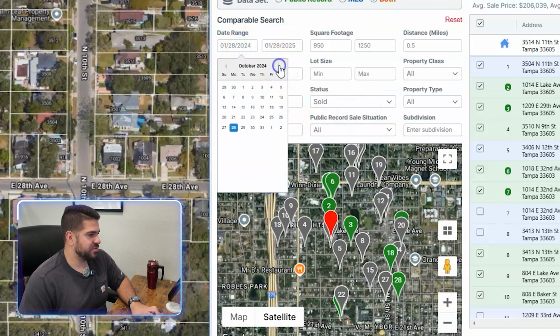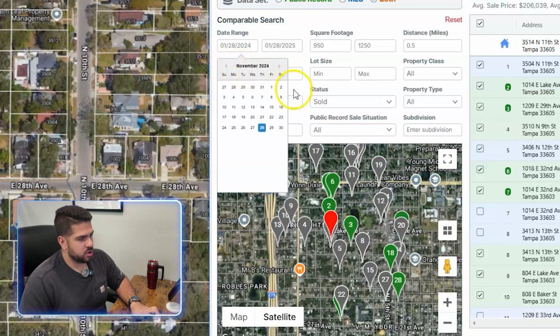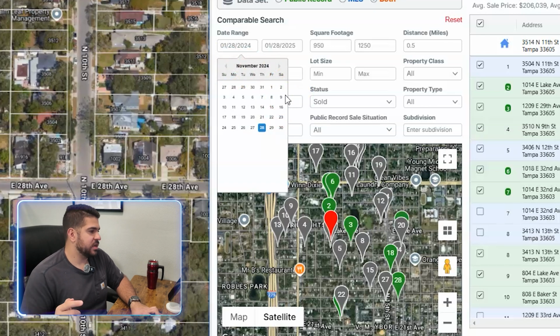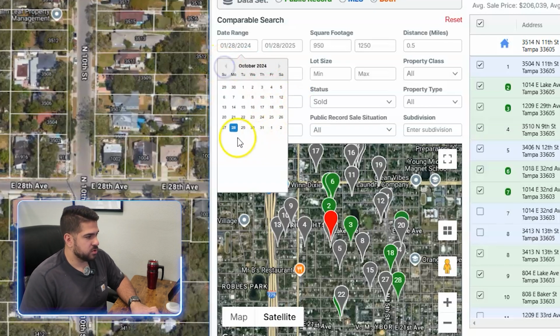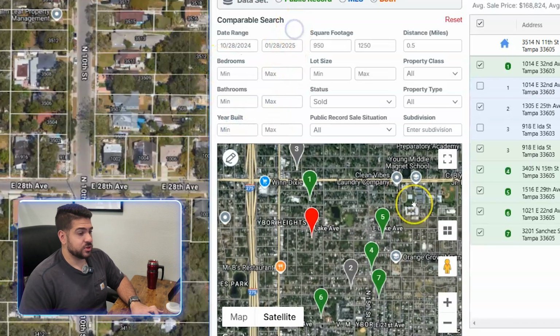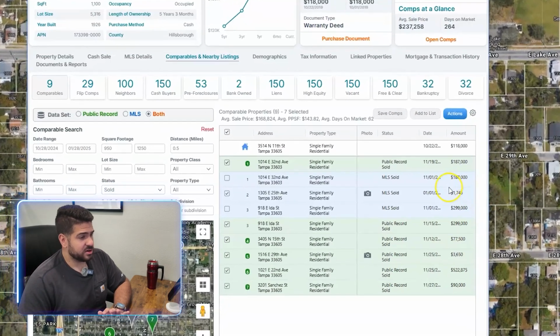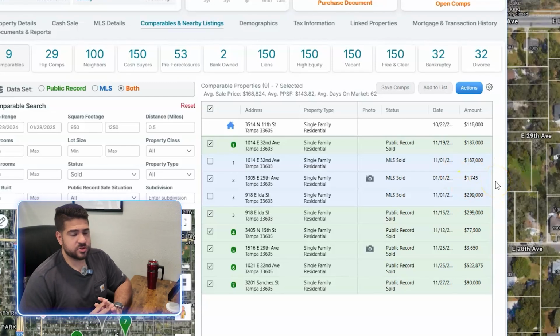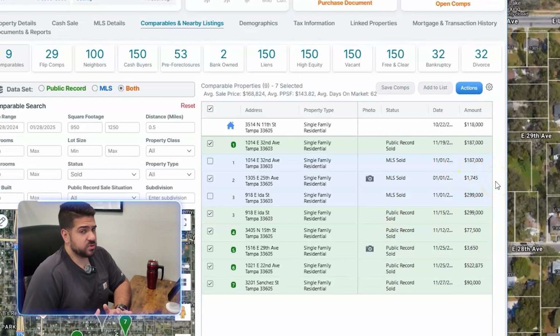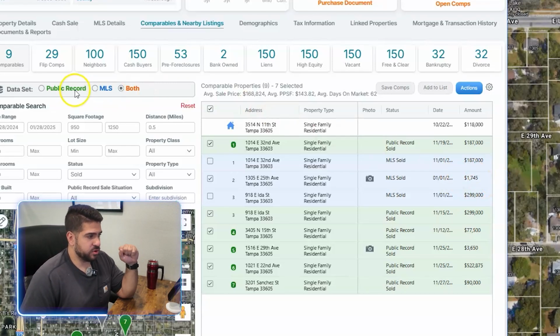Today is January 28th. We're going to go down, so that's December, November, October 28th. Okay, so that's within 90 days, right? So now we're down to 7 comps. Now, as you can see, a lot of these comps are like 1,700, right? So those are rentals. MLS also gives you rental comps. So that's not important for us.